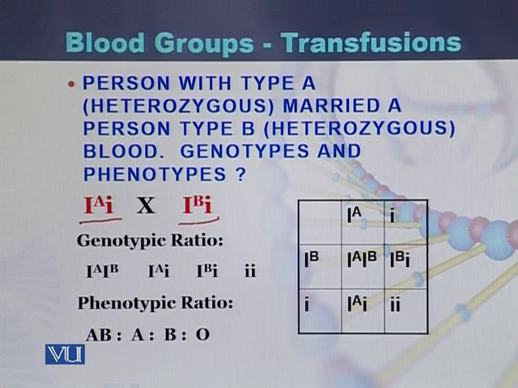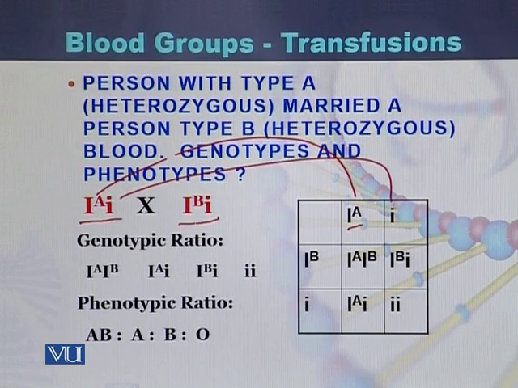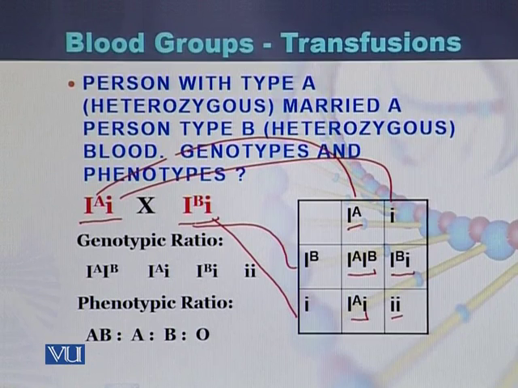If we work out the genotypes, one person has two alleles, allele IA and allele i. This is allele A and this is allele i, while the second individual has allele IB and allele i. If we cross them and prepare a Punnett square, as a result there will be IA IB, IB i, IA i, and ii, which is blood group O.